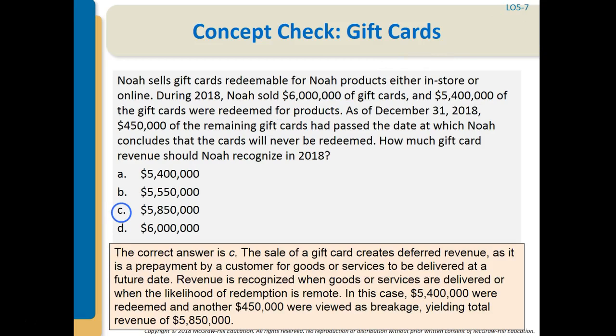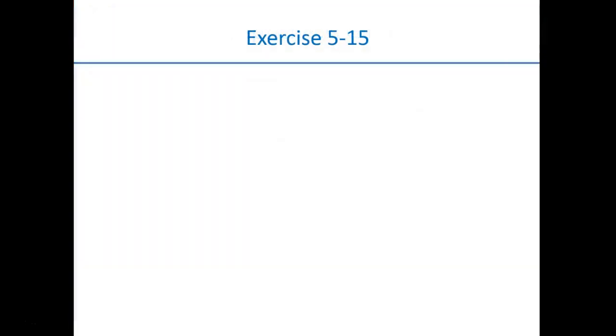The sale of gift cards creates a deferred revenue, as it's a prepayment by a customer for goods or services to be delivered at a future date. Revenue is recognized when the goods or services are delivered or when the likelihood of redemption is remote. So in this case, $5,400,000 were redeemed, and then another $450,000 were viewed as breakage, yielding total revenues of $5,850,000.